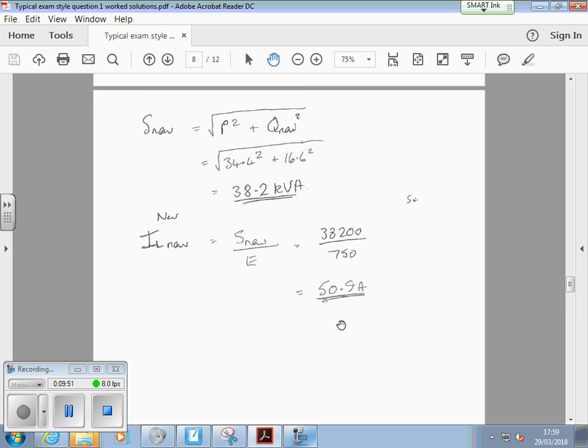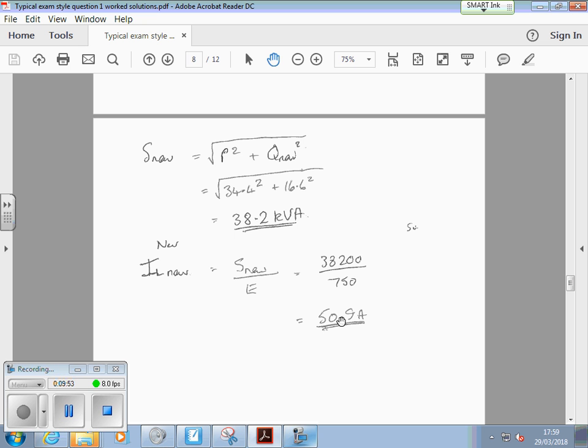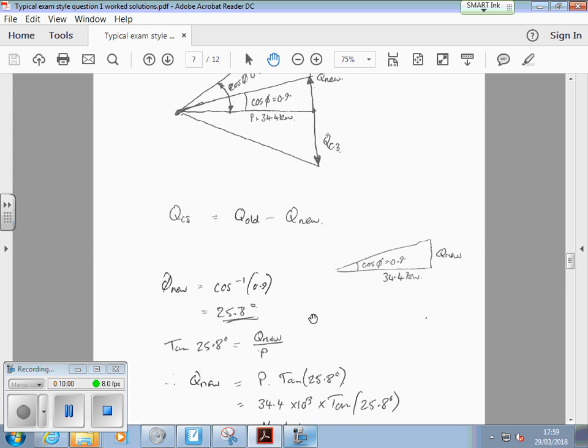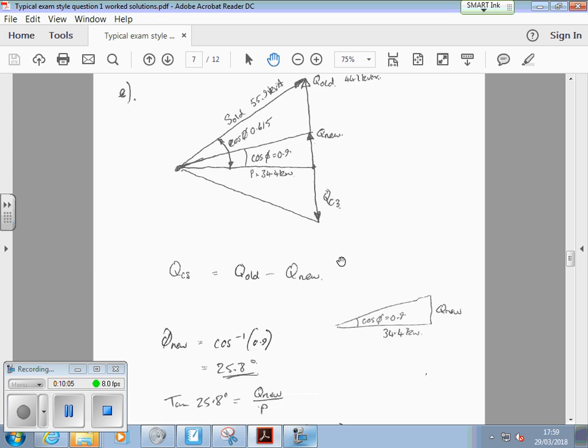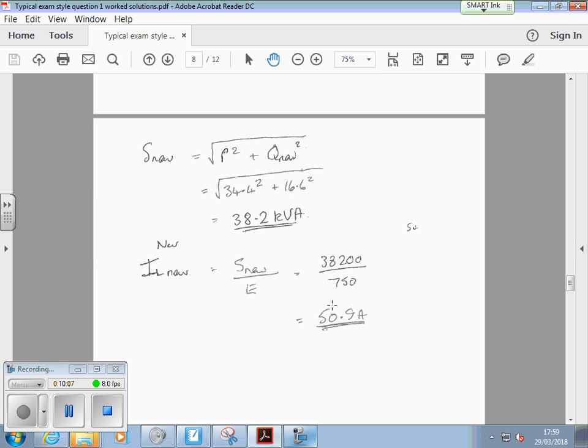50.9 amps. So in that question, again, I could choose to put the bit about power factor correction and its benefits, and we've improved the current from 74.5 amps down to 50.9. And one thing you must remember is if you reduce the current by half, you reduce the power loss by a quarter in the cables because of the I squared R relationship.